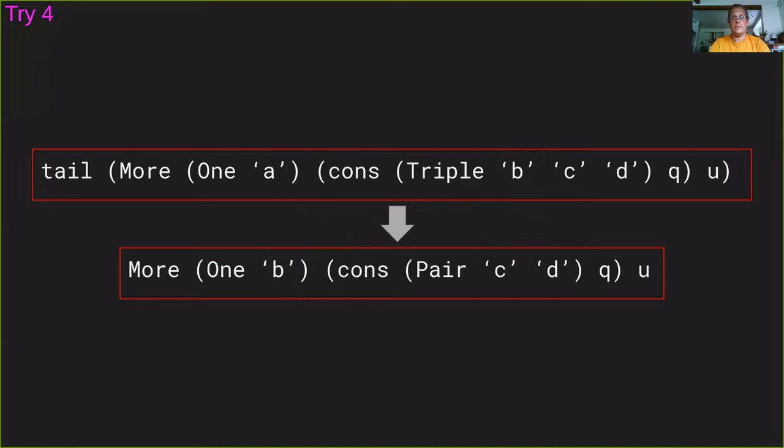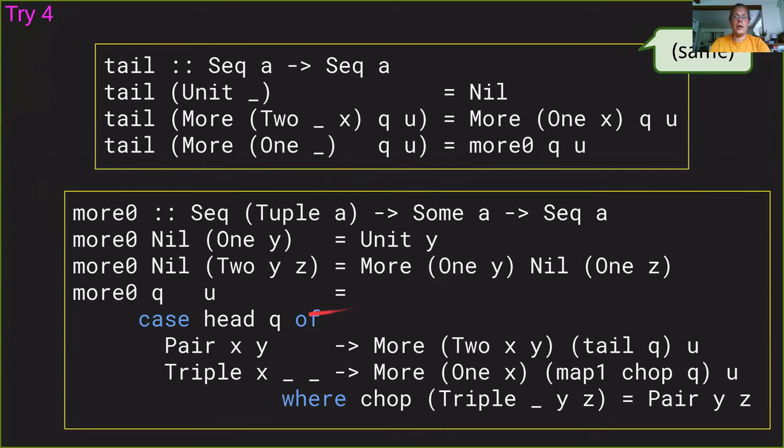So let's implement that. Go back to our case here. This was the previous case. But if the head of the recursive sequence is a triple, we take the x, we make a sequence that starts with that x, and then we chop away the first element of the first triple that occurs in Q. So I'm going to use 2 helper functions. Chop, which is defined here. Chop takes a triple and turns it into a pair by removing the first element. And map1, which takes a function and only applies it to the first element of a sequence and none of the other ones.